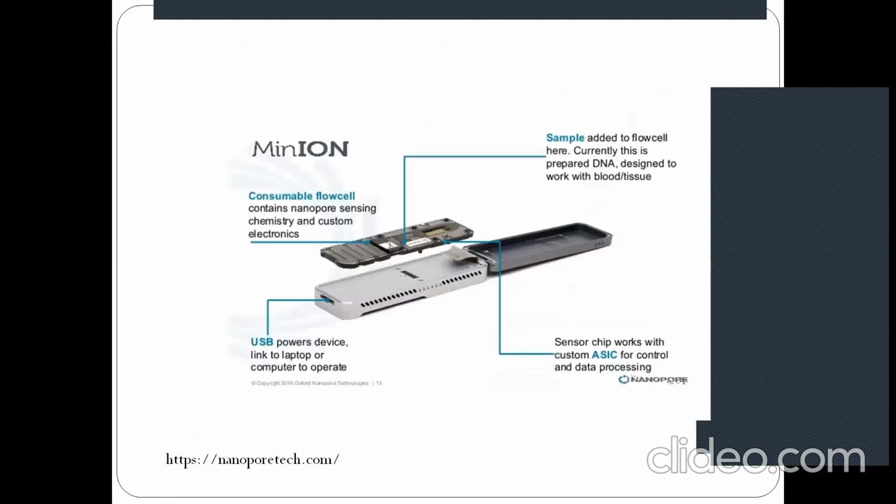Okay, so I will go back to the earlier slides. Just see, this is the entire setup. We call it the Oxford Nanopore system. The software used for data acquisition and data curation is called Albacore. What is the name? Albacore.